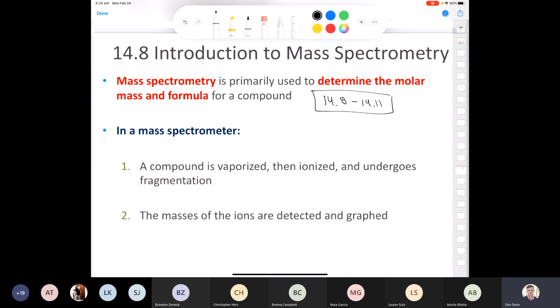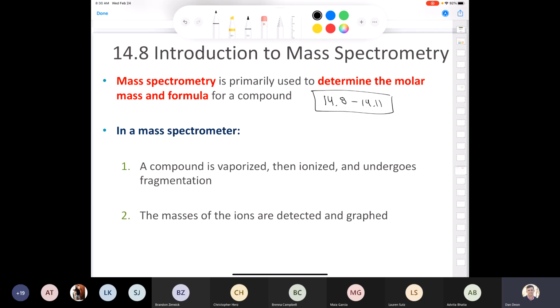So two different words: spectroscopy and spectrometry. Spectroscopy is the interaction between electromagnetic radiation, so light, and matter. Spectrometry is the interaction between energy and matter. So we're not talking about shining light or anything like that. We're just subjecting the matter to an energy source. Anyhow, in infrared spectroscopy, what were we trying to do? We were trying to determine functional groups in an organic compound.